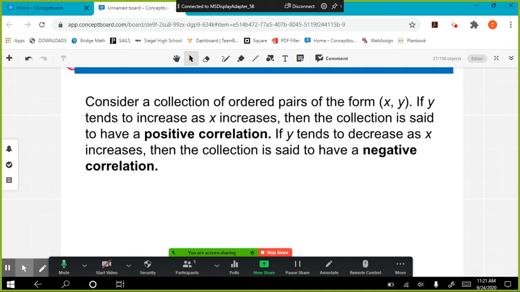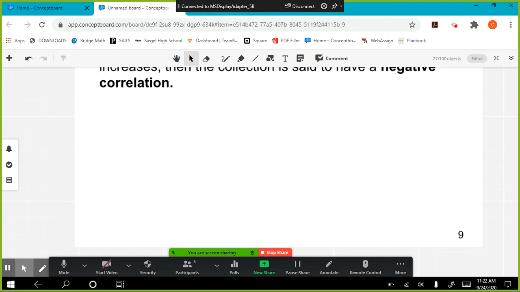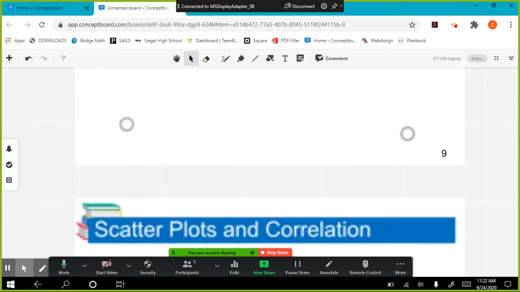All right, consider a collection of ordered pairs in the form xy. If y tends to increase as x increases, then the collection is said to have a positive correlation. Positive correlation means that it sort of lines up and it's an uphill line. If y tends to decrease as x increases, then the collection is said to have a negative correlation. So if it sort of lines up as a line going downhill, that is what we call a negative correlation. The correlation means that it's sort of forming a line.